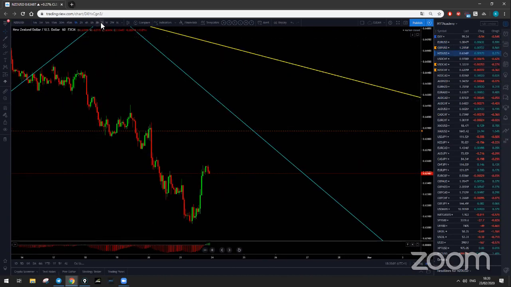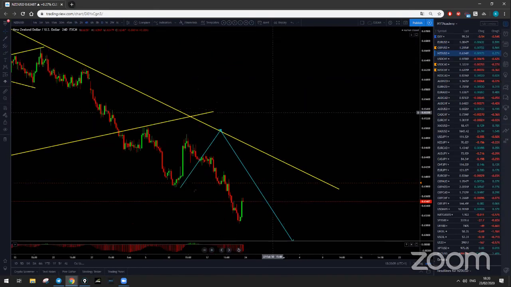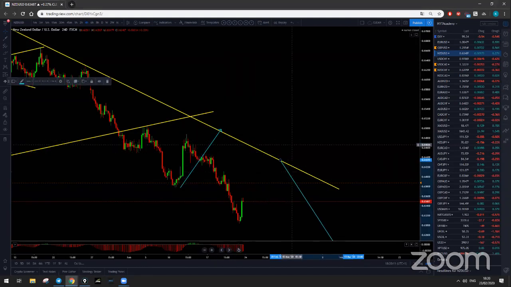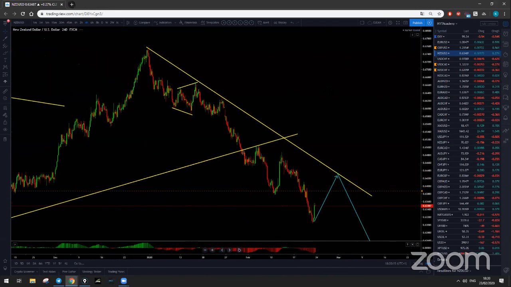New Zealand USD. Okay, let me take a look on daily. On daily we were anticipating the previous week to give us a big correction, but it didn't do so. That doesn't mean we don't have a correction over there. We will still anticipate a correction, and that correction will appear.